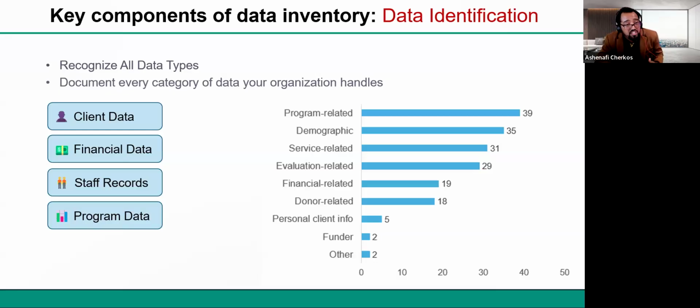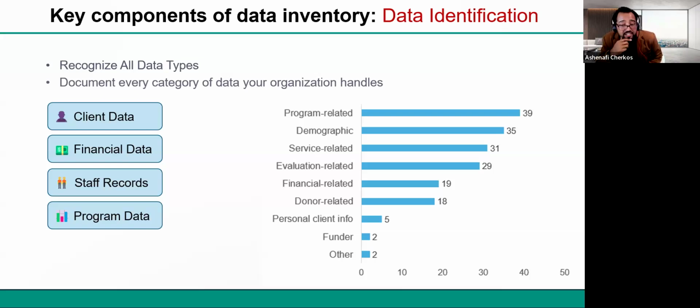For most organizations, it could mean client data, financial data, staff recording, or program data. This is what you responded and what I shared earlier. So pretty much these are the type of data that you are required to list out or catalog in order to do the first step of data inventory.